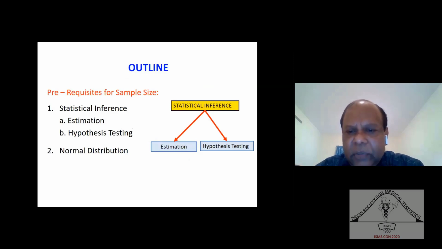There are two main divisions in medical research. One is estimating a quantity, a parameter, or a statistic, and the other is hypothesis testing. So first I need to understand what my problem is. Am I going to estimate something, or am I going to compare 2 or more groups? That has to be sorted out.